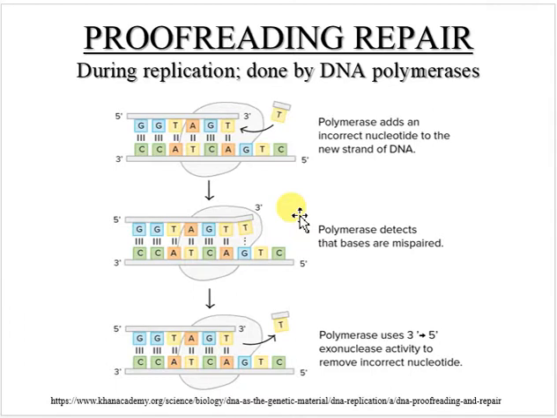So polymerase will then come along and it uses its 3' to 5' exonuclease activity to remove that incorrect nucleotide, right? So here's your incorrect nucleotide or an incorrect base pair here. So remember, exonuclease, this is an enzyme that can break nucleotides. So when polymerase moves 3' to 5', it can have exonuclease properties. 5' to 3' is when it has synthetic properties.